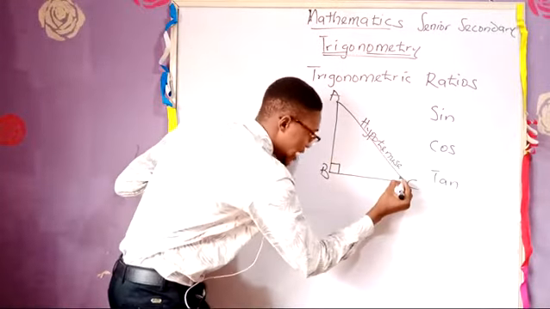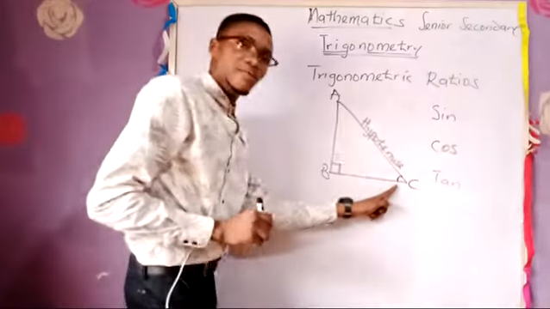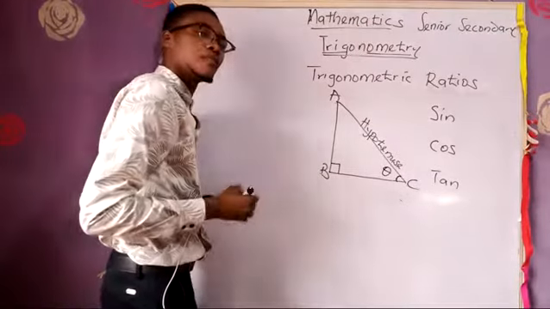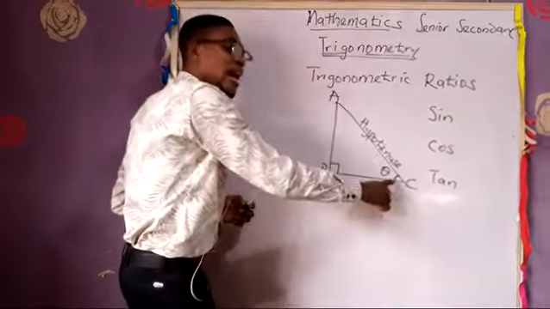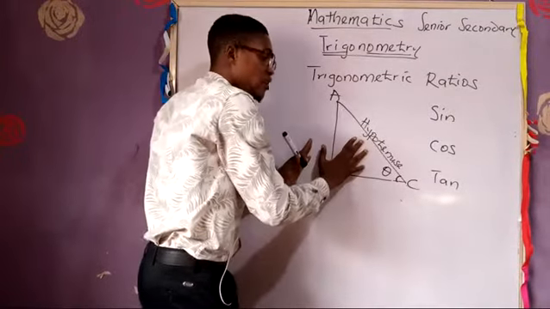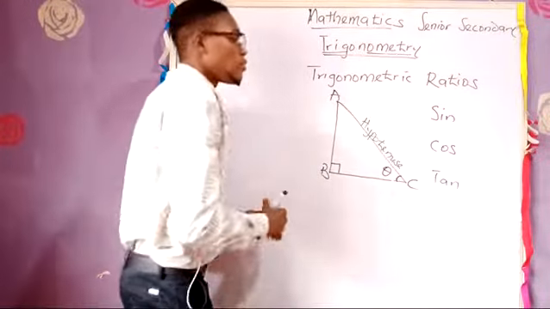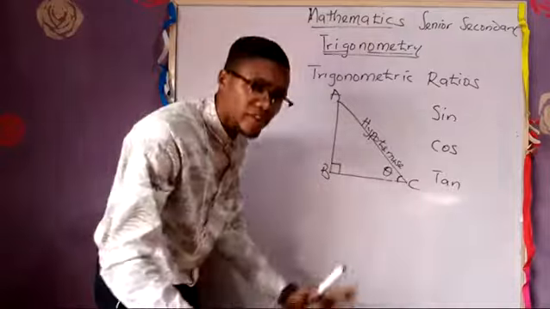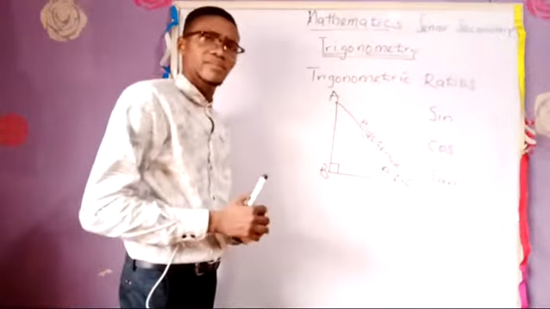If I put an angle at point C, then let me name it angle theta. This angle is at point C. For this triangle, the longest side is the hypotenuse. The side facing this angle is always the opposite. Take note of that. Students normally miss this area.